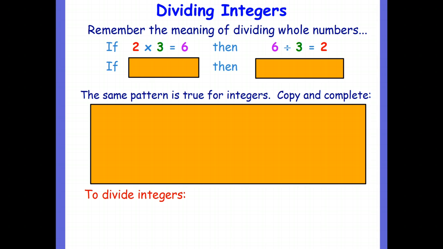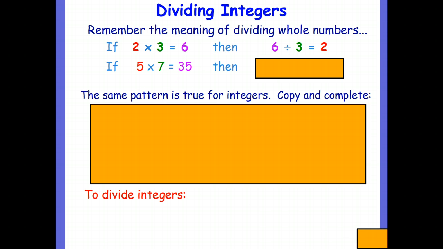The method we're going to use for this is basically to remind you that multiplying and dividing are closely linked to each other. So think about what it means to divide whole numbers, especially in terms of multiplying. If we know, for example, that 2 times 3 equals 6, then we can rewrite that as a division question and say that 6 divided by 3 is 2.